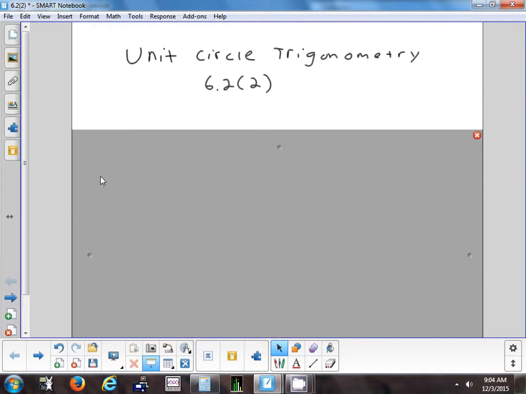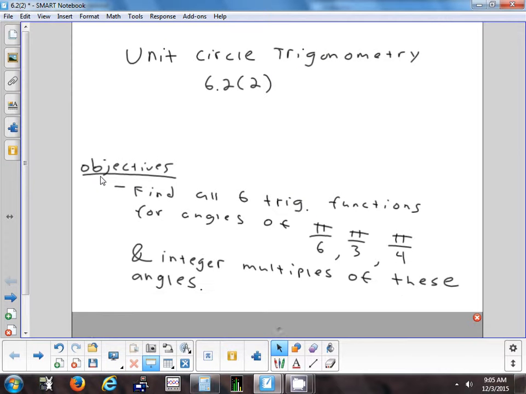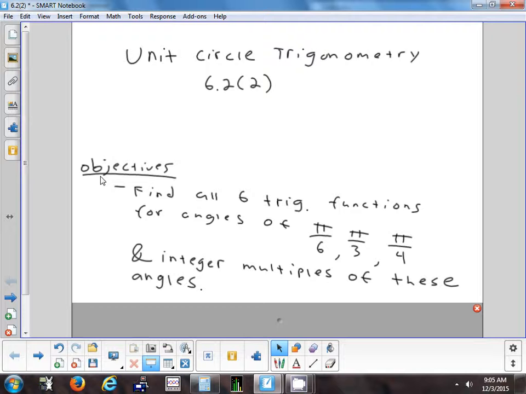All right, so the last section we're going to look at is the second half of 6.2. Really, two things we're going to do in this section. First, we're going to work with unit circle trig again, except instead of just finding the sine, the cosine, and so on for the quadrantal angles, we're going to do it for any angle that's a multiple of 30 or 45.